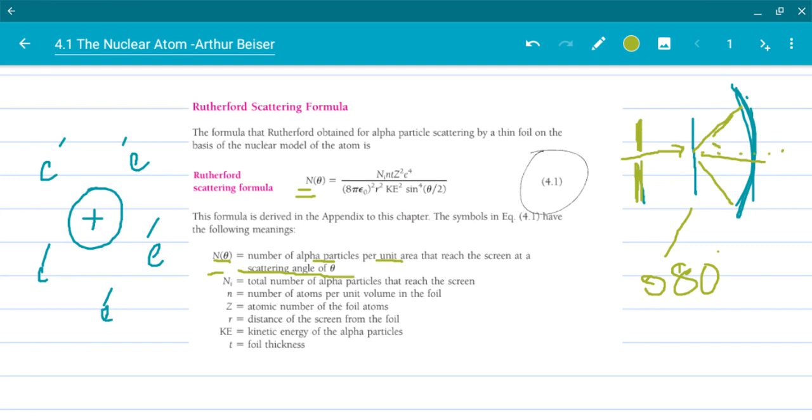Let's say this is the normal. So at 80 degrees, let's suppose, how many alpha particles per unit area are reaching the screen at the scattering angle of theta.